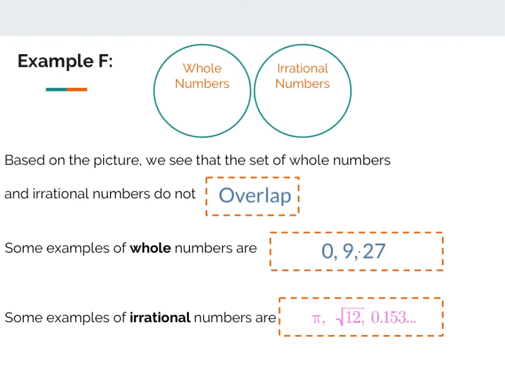So in this picture, we can see that whole numbers and irrational numbers are not related. They are not the same. So every whole number is not irrational, and every irrational number is not a whole number. So now let's see if you can do some practice on your own.